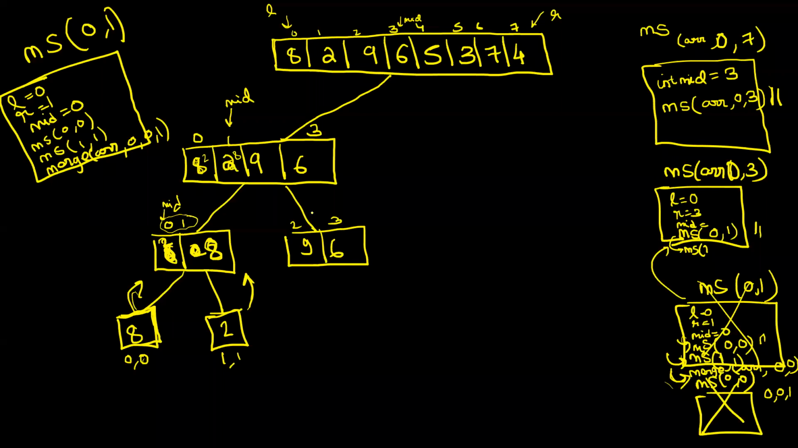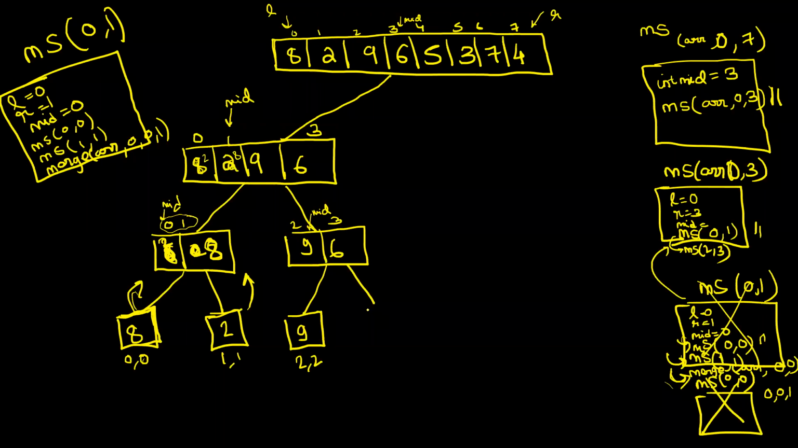So again, I will compute mid. What is mid for this case? 2 plus 3 by 2. That is 5 by 2, which is 2. So mid is at index 2 itself, right? So I will say, can you please sort? I will make a merge sort call to the left part from L till mid. So it will make a call to 2, 2. Merge sort 2, 2. And this is a single element, so I will return.